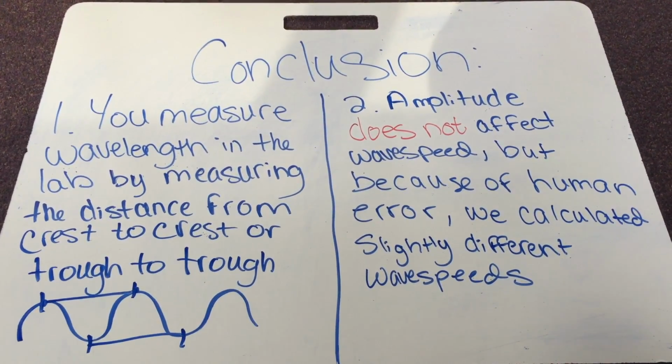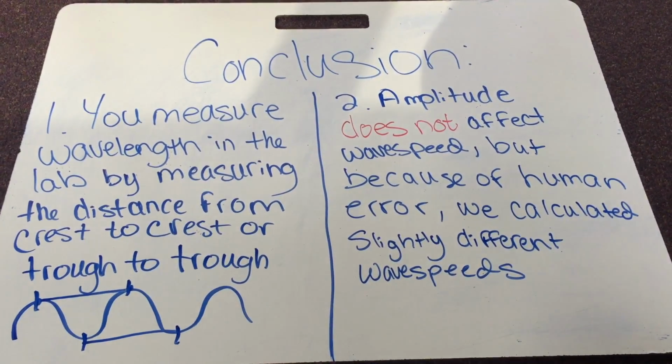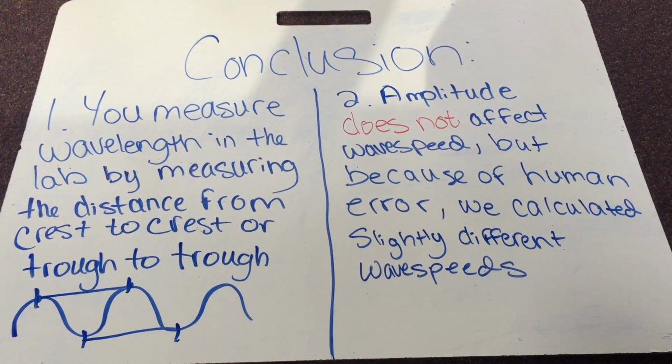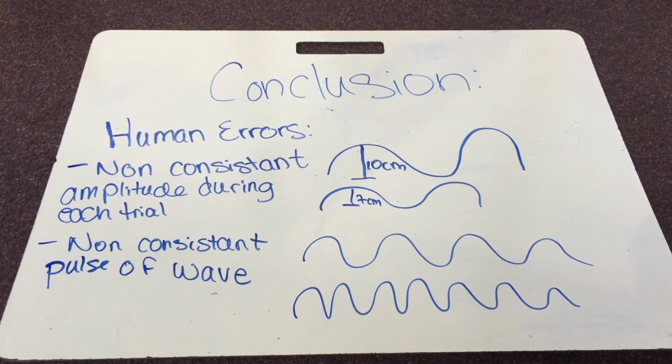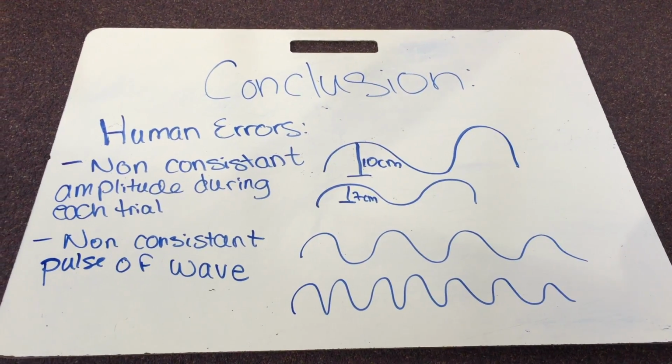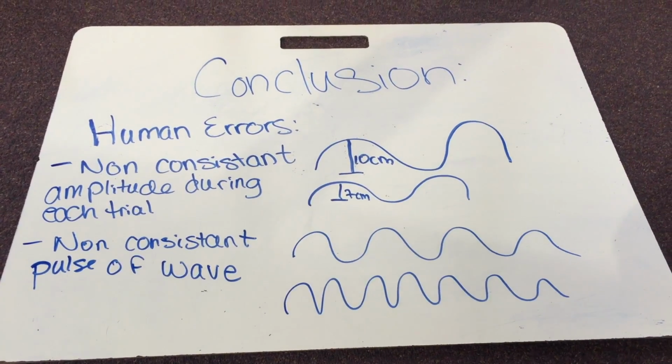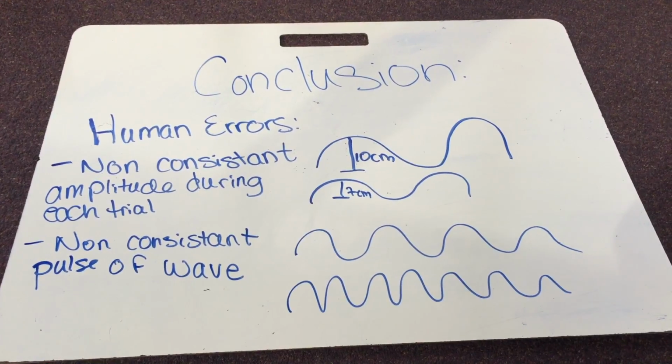Now let's make a list of possible things that could have gone wrong in a lab that led to us having different wave speeds. Let's discuss some of the human errors that could have caused our different wave speeds in the lab. Human error number 1.